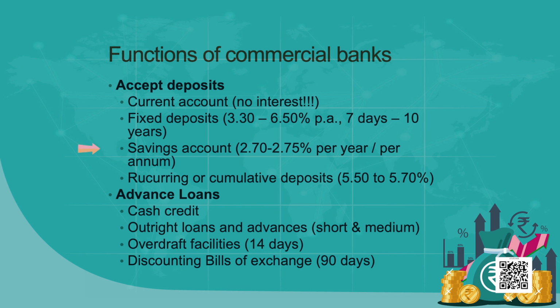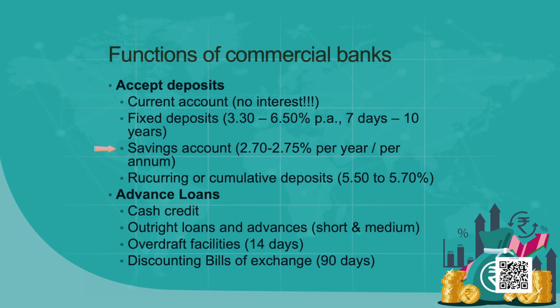The third kind of deposit is the savings account, for which you will not get a very high interest rate, but you will get some interest. That could be 2.7% to 2.75%, roughly 3 rupees. If you put your money in a savings account, say 100 rupees today, after 1 year you will get 103 rupees, or 102 exactly, 102 rupees 75 paise.